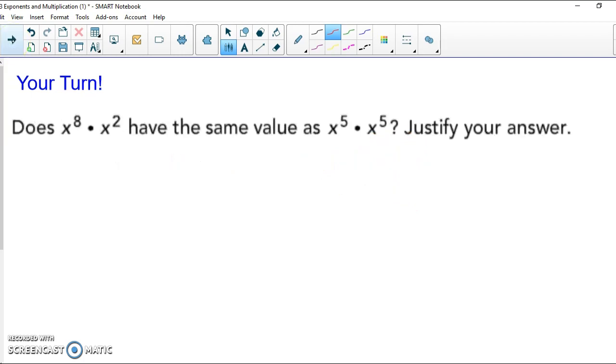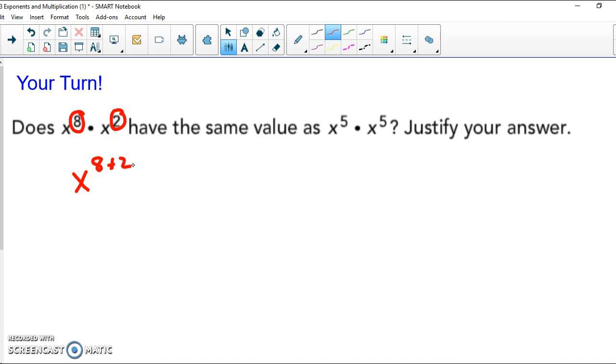All right, so let's look at x to the 8th times x squared. And let's determine if this has the same value as x to the 5th times x to the 5th. So let's use our rule here to figure this out. My factors have the same base. They both have a base of x. So I can keep my base, and now I'm going to add the powers.